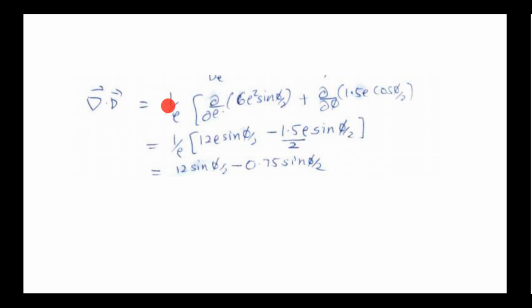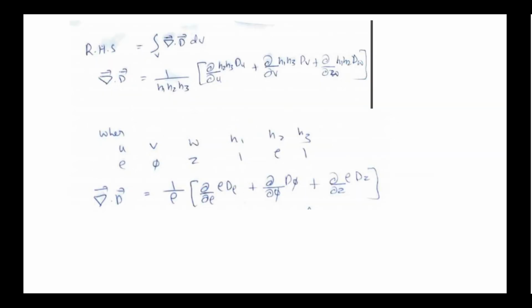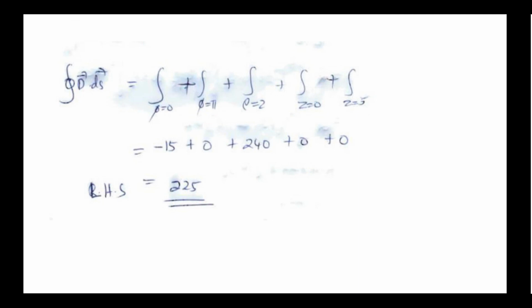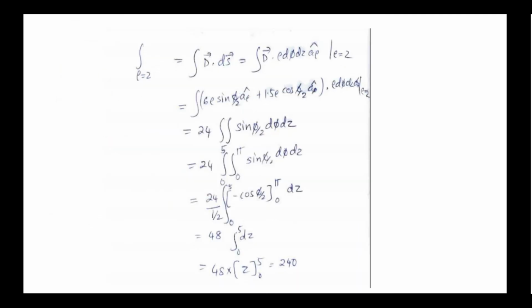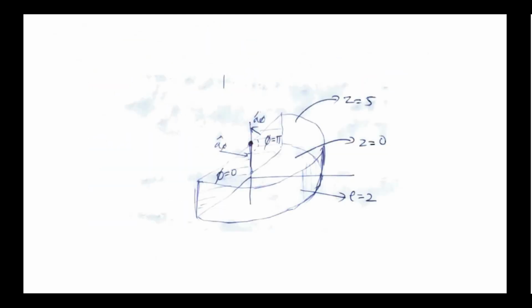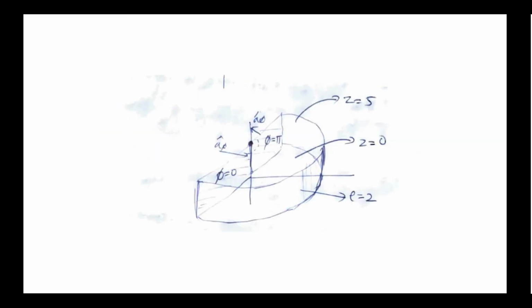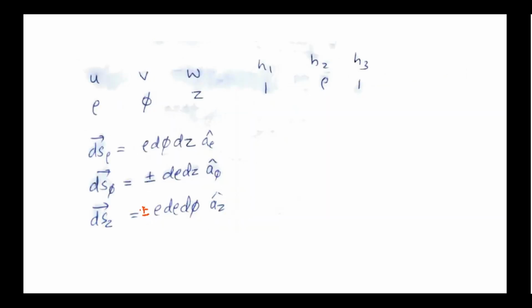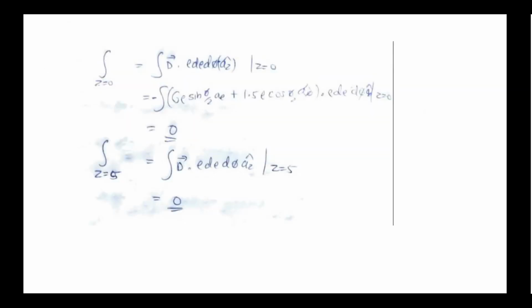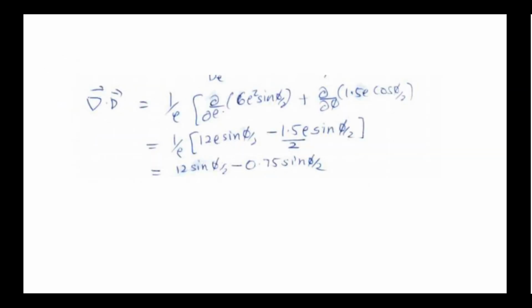So 1 by rho, ∂/∂rho of rho D_rho. In the question, D_rho is 6 rho sin(phi/2), and D_phi is 1.5 rho cos(phi/2). So substituting that here, we will get rho into 6 rho sin(phi/2), that is 6 rho square sin(phi/2), into ∂/∂phi of 1.5 rho cos(phi/2).